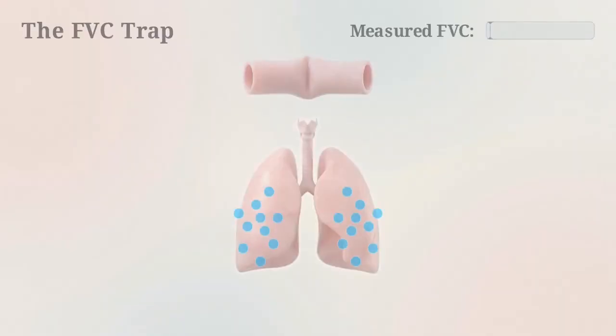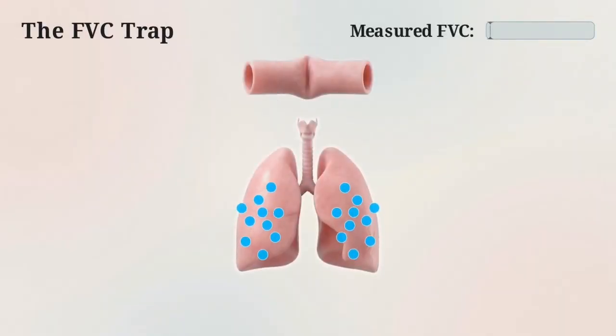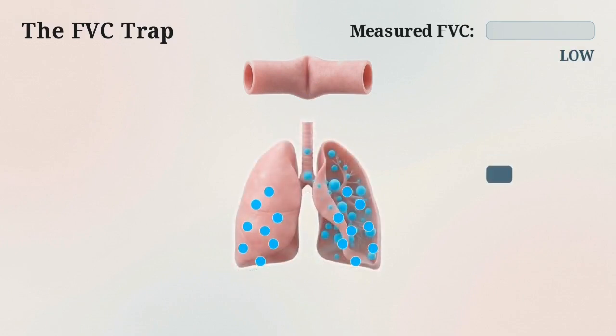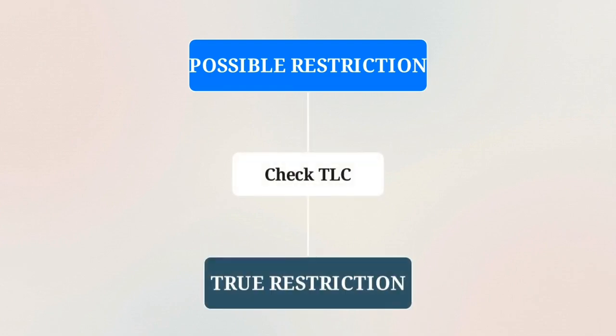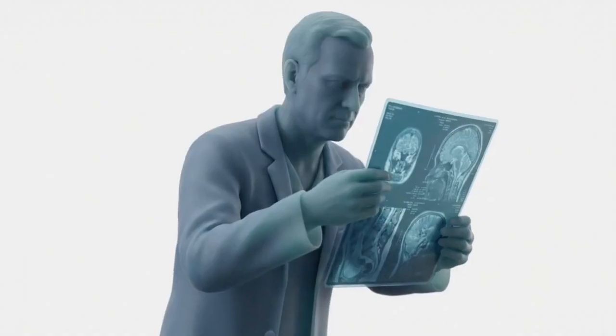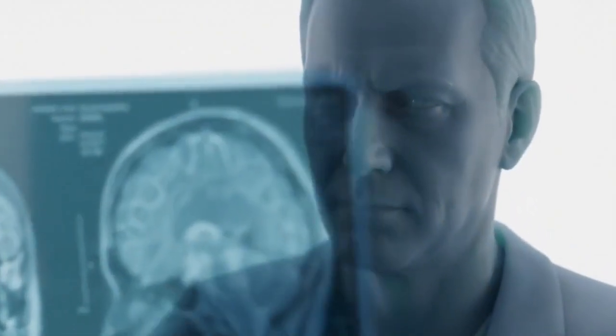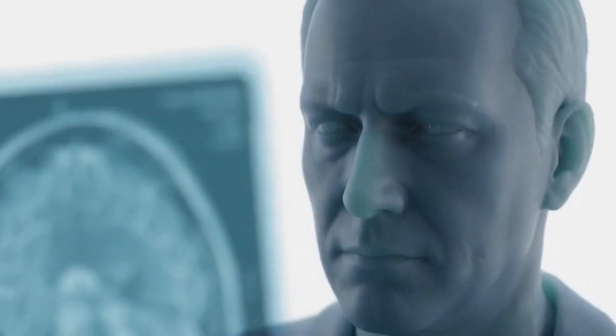A low FVC does not always mean restriction. In severe obstruction, air can become trapped in the lungs, artificially lowering the exhaled volume measured by spirometry. Because of this, spirometry only suggests restriction. To confirm the diagnosis, we must measure total lung capacity, or TLC. Finalizing a restrictive diagnosis without a TLC measurement risks mismanaging patients who may actually have severe obstructive disease.